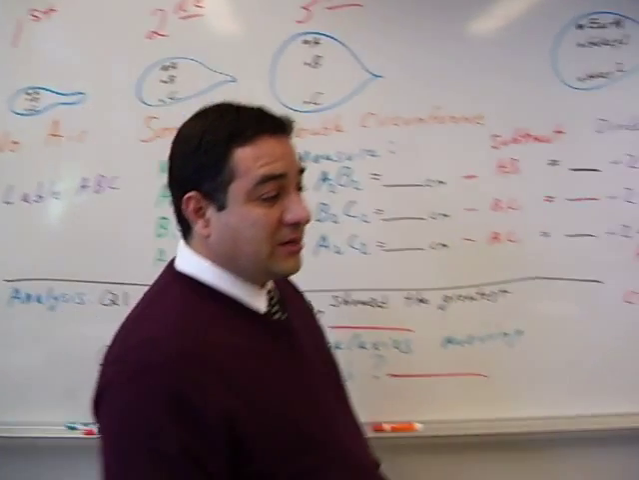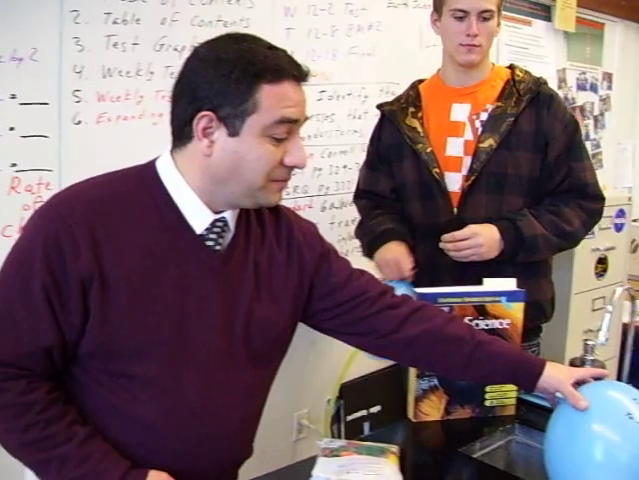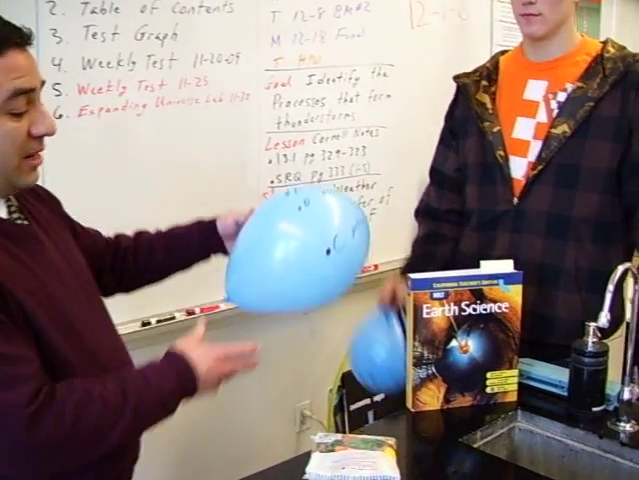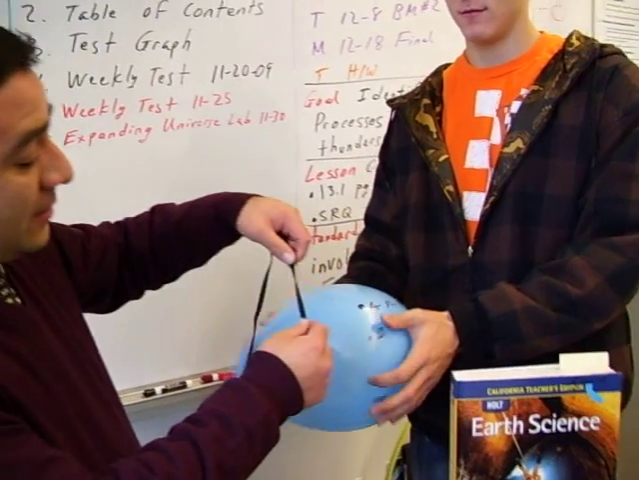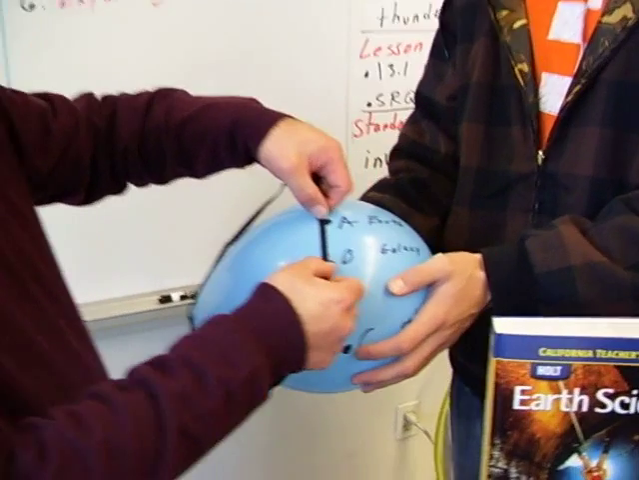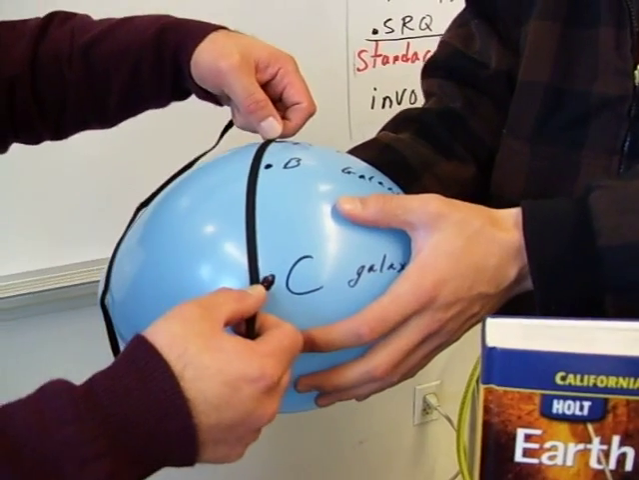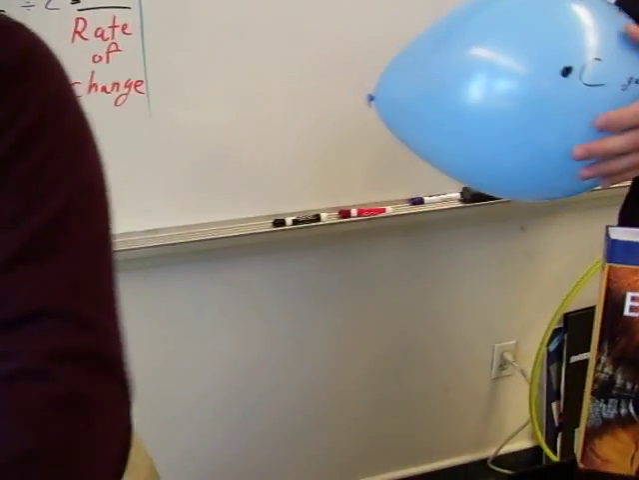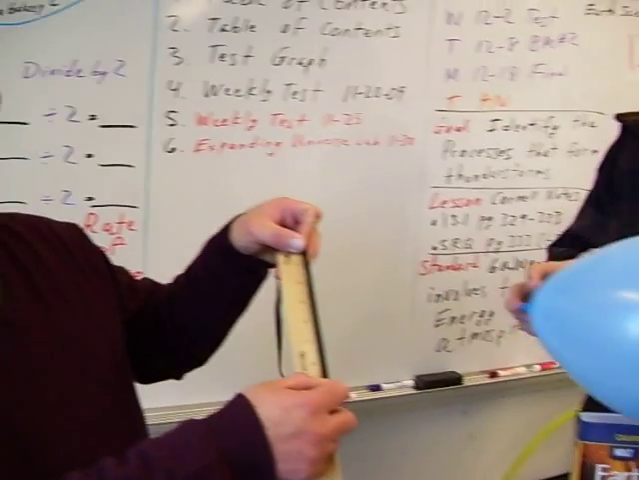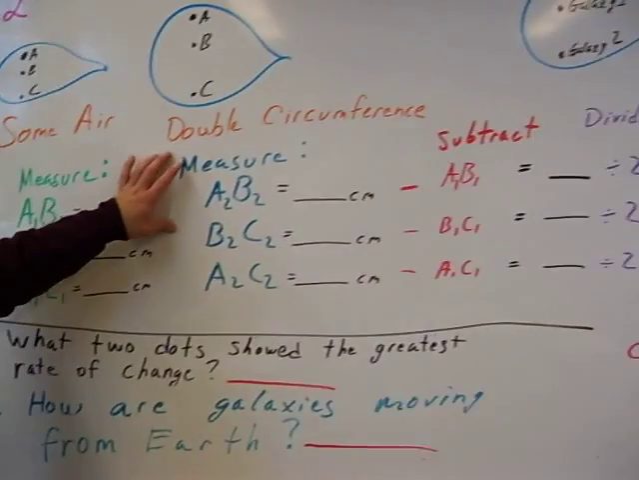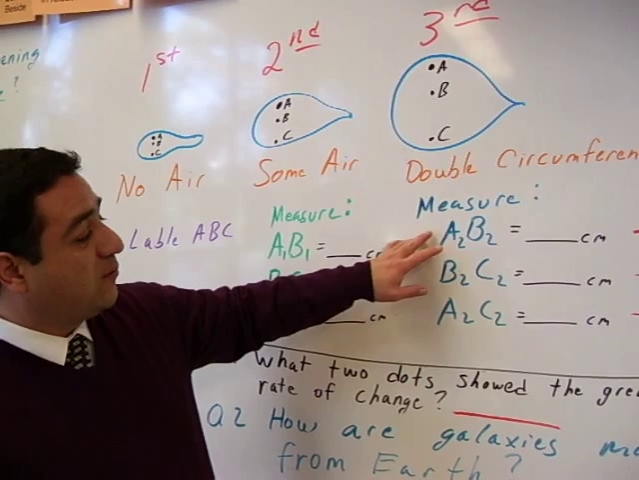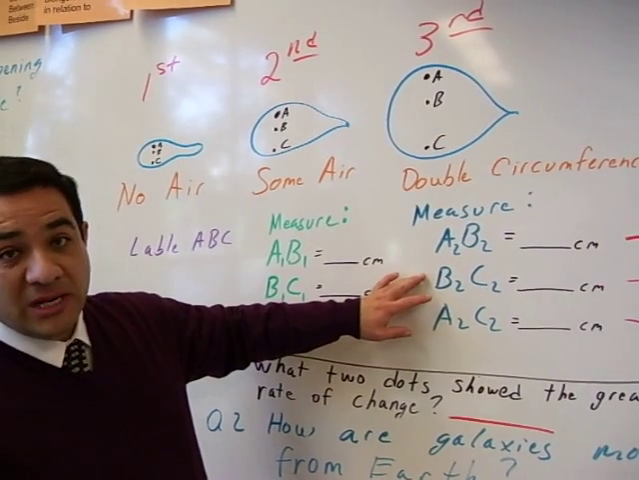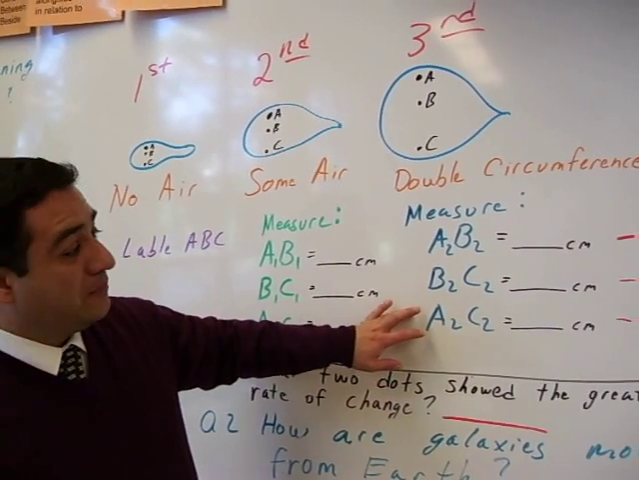Then you're going to double the circumference, or double the size. And you're going to again measure the distance between A and B, and then A and C, and then use your ruler to measure that. And go back to your data table where you double the circumference. Now you're going to put in the measurement for A to B, B to C, and A to C.